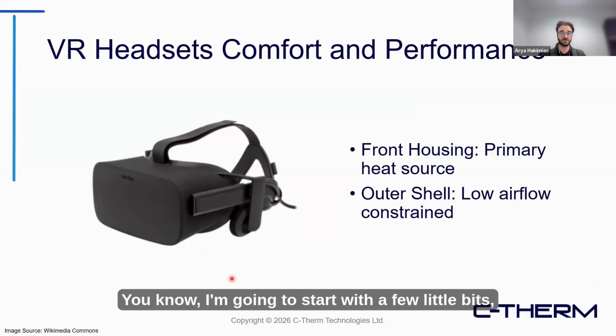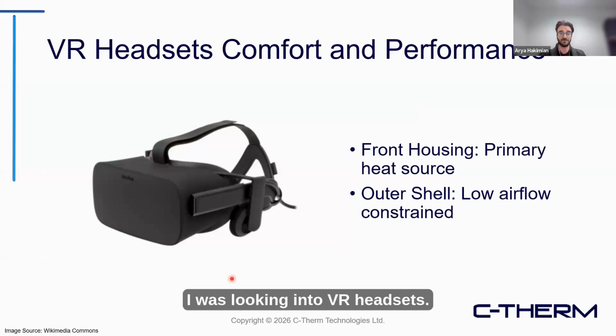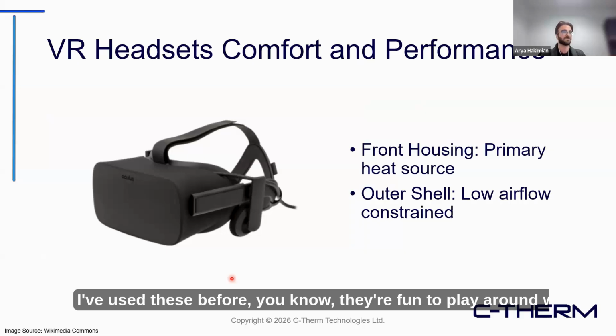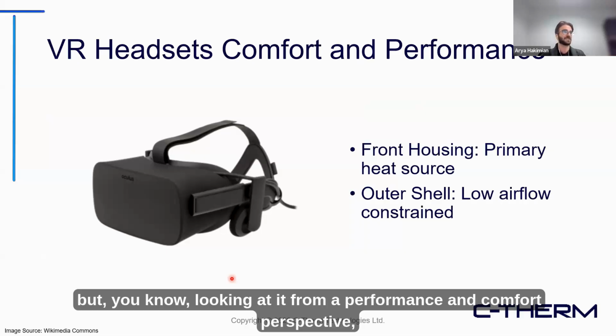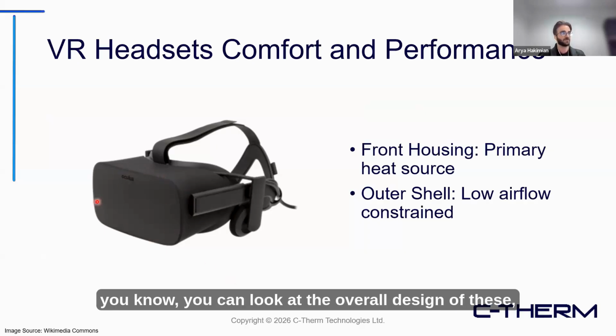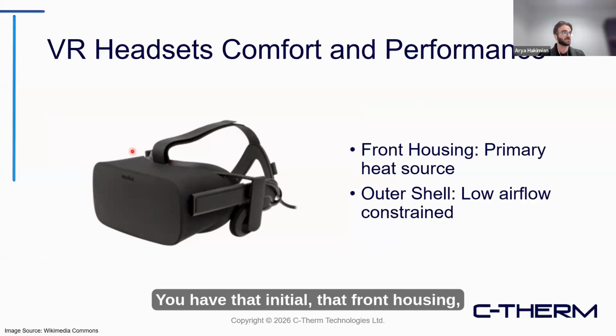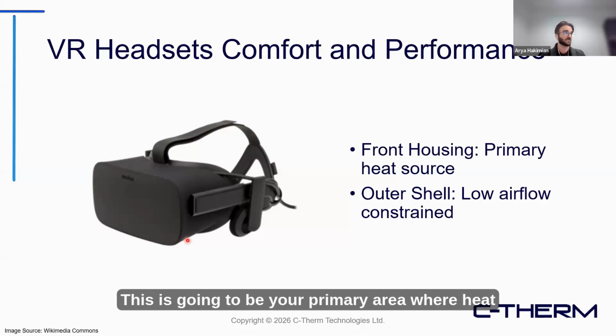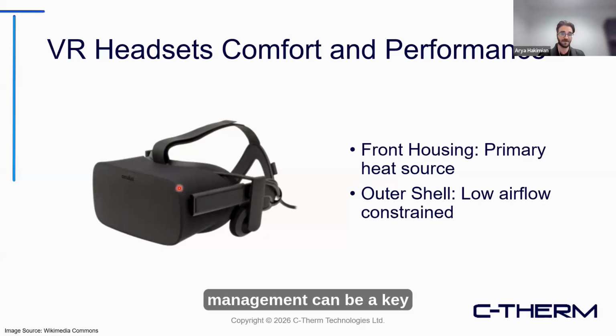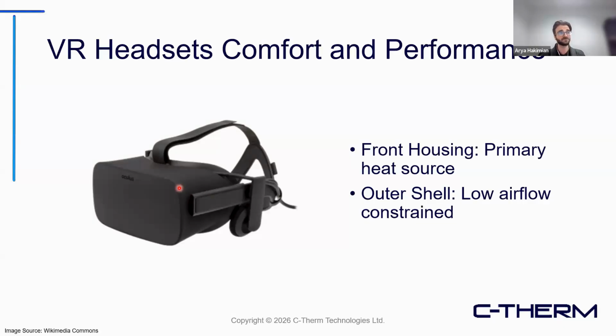I'm going to start with a few examples here. I was looking into VR headsets. I've used these before, they're fun to play around with, but looking at it from a performance and comfort perspective, you can look at the overall design of these, somewhat straightforward when you think about it. You have that front housing, which is where, of course, the electronics and everything is seated. This is going to be your primary area where heat management can be a key consideration.